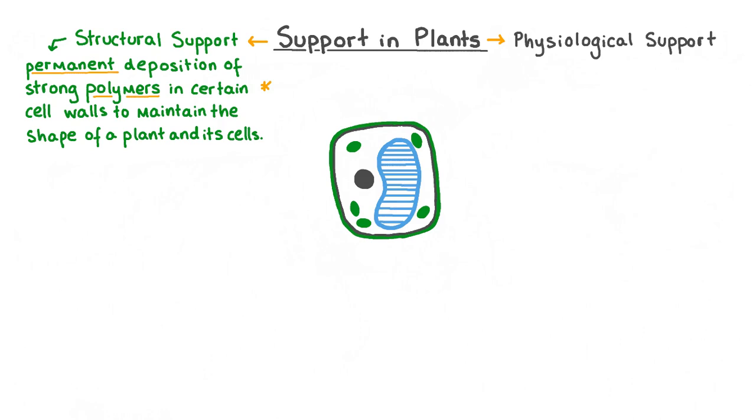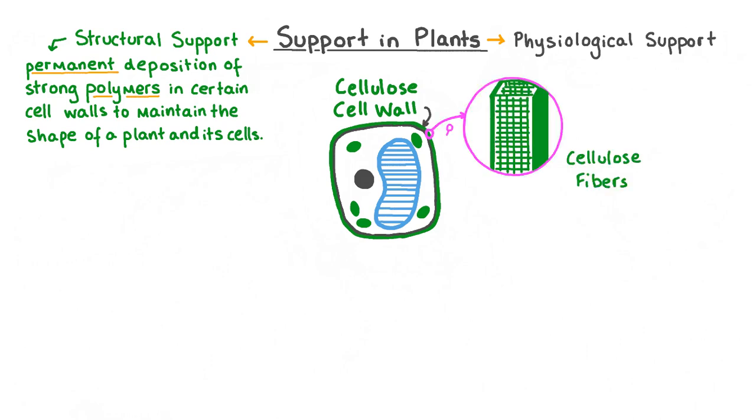Different compounds will be deposited into the walls of different cells depending on their function. These compounds can help to maintain the shape of the plant cells and therefore the plant itself, keeping it upright and strong. Plant cell walls are made primarily of a carbohydrate called cellulose. Cellulose fibers build up to form a mesh within plant cell walls. This creates a physical barrier to support the cell.